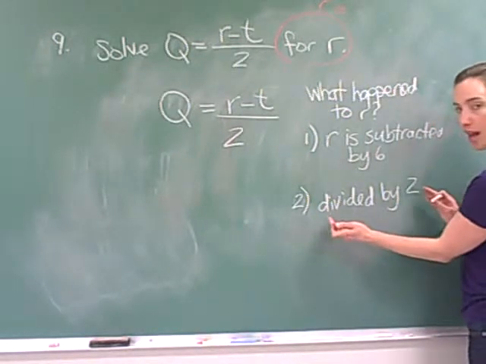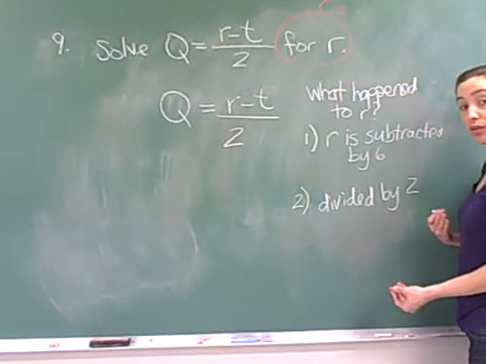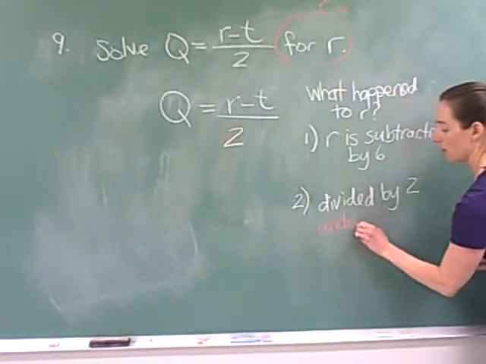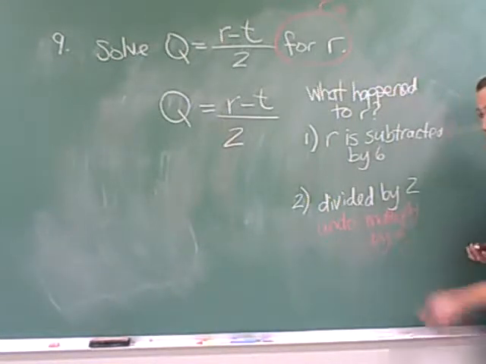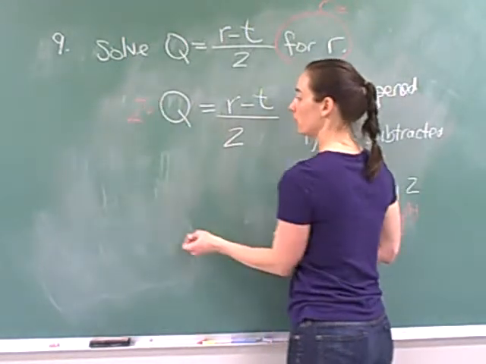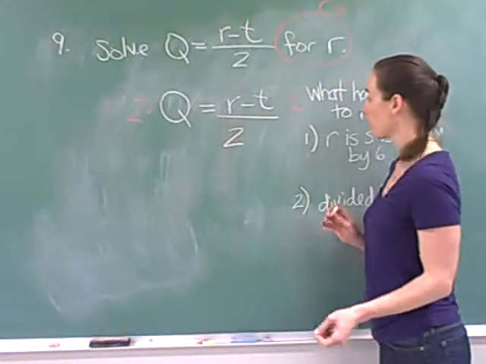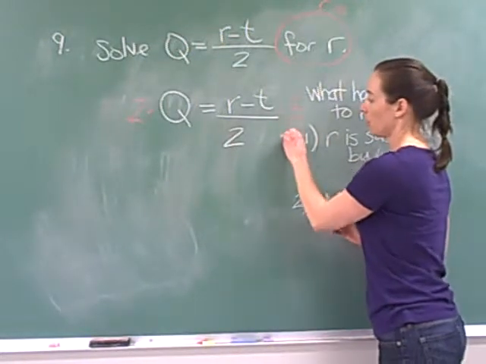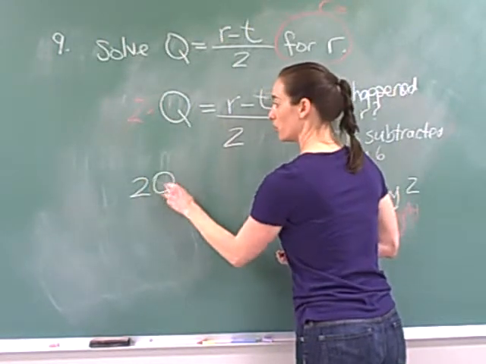So if the last thing that happened to R on this right-hand side is that it's divided by 2, to undo that, we're going to multiply by 2. So I'm going to multiply both sides of my equation by 2. Over here, my left-hand side is going to get multiplied by the number 2, and the entire right-hand side is getting multiplied by the number 2. Technically over here, I have a 2 over 1. So when I multiply my left-hand side out, I'm going to get 2Q.